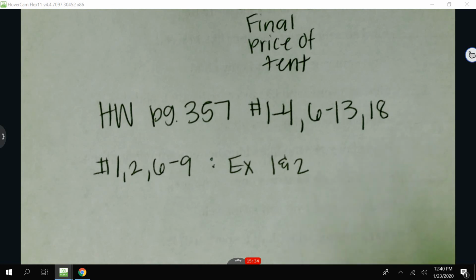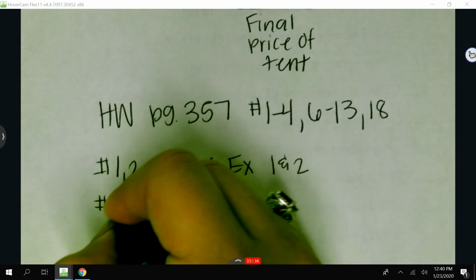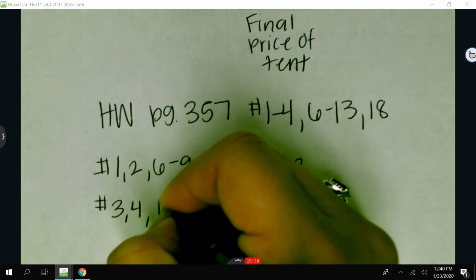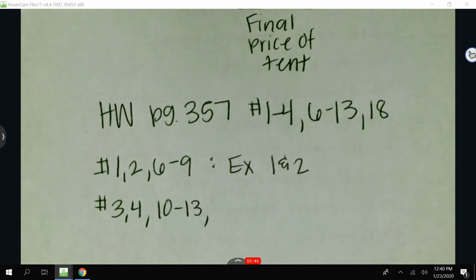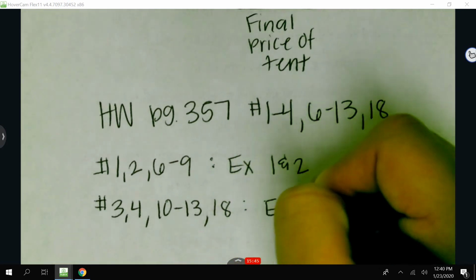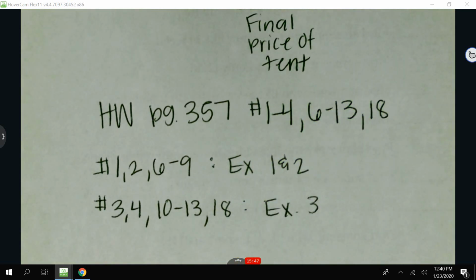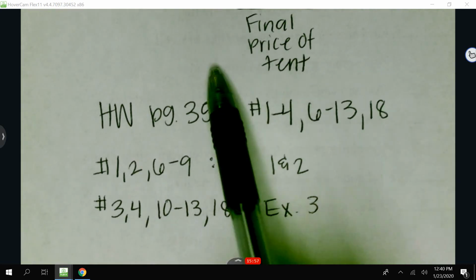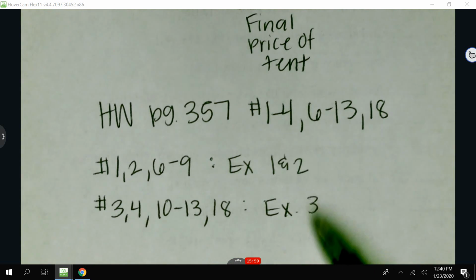The rest of the numbers, so that means 3, 4, 10 through 13, and 18, those are like example number 3, where you have a discount and a tax. Okay. So this is just all the numbers you're doing. This is the breakdown of which examples to look in your notes if you get stuck. Okay.